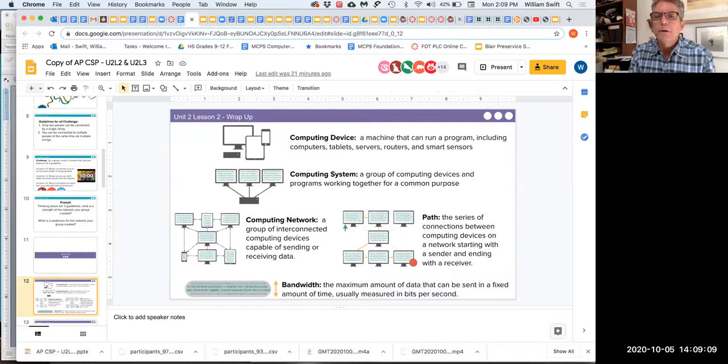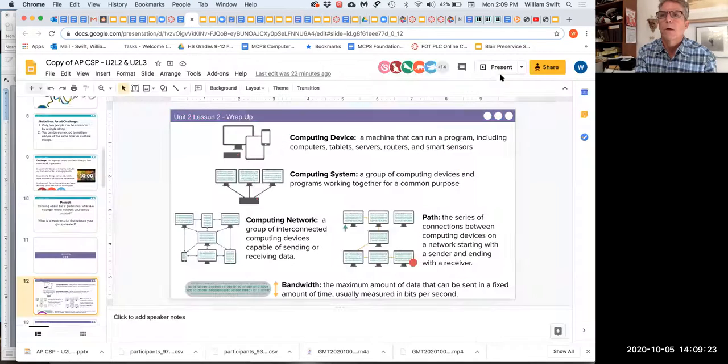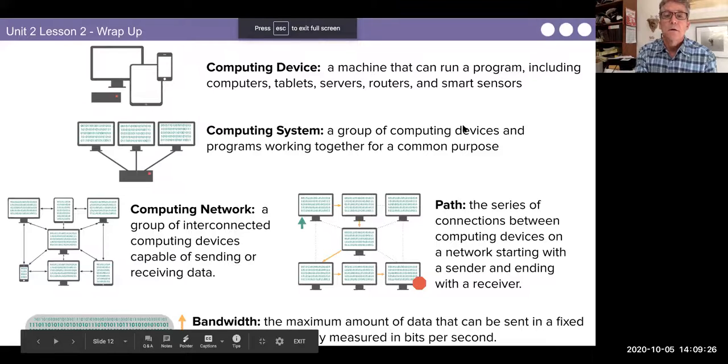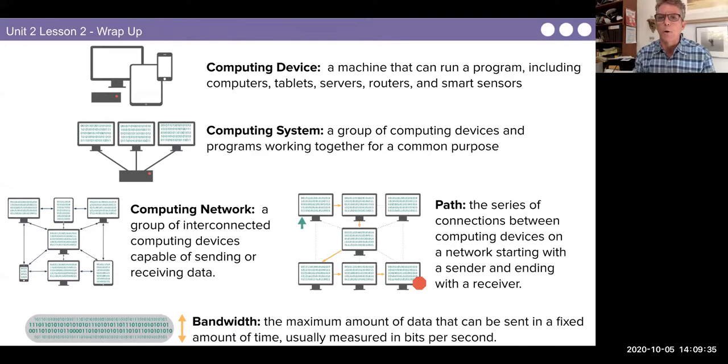A computing device is a machine that can run a program, including, now, if I share, I think this goes, if I present. Are you seeing full screen? Yes. All right, computing device: a machine that can run a program, including computers, tablets, servers, routers, smart sensors. We are going from smallest to largest here. Computing device is the basic piece: a computer, a tablet, a phone, a router.